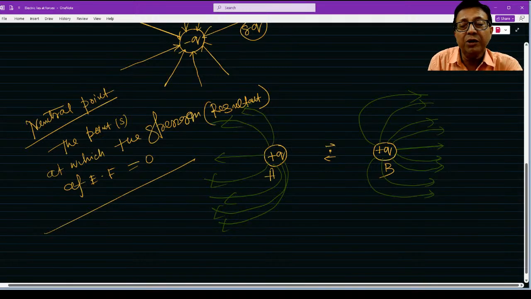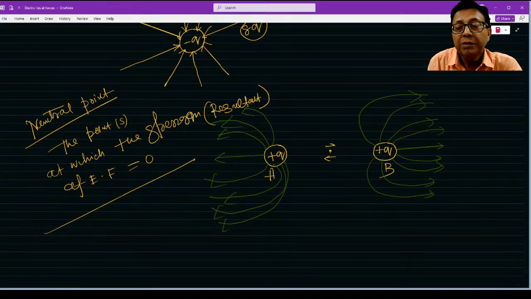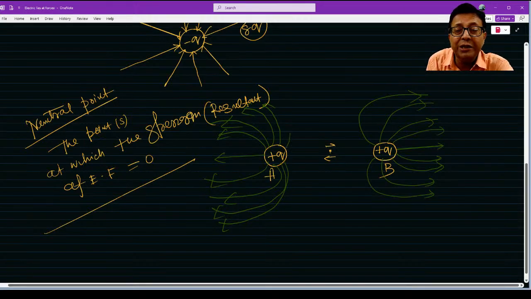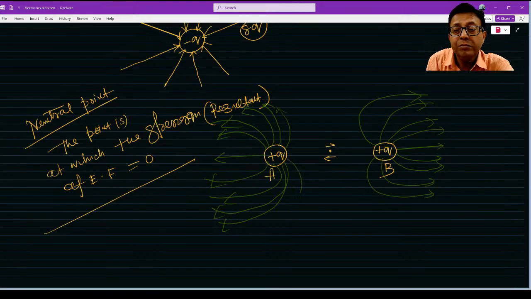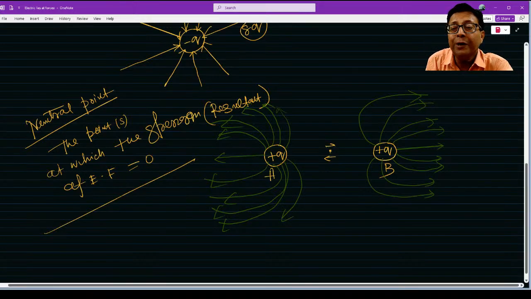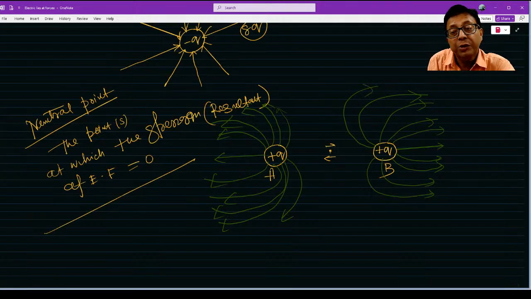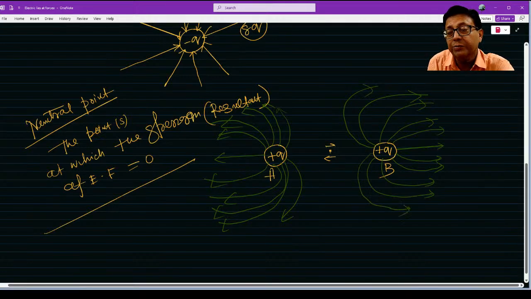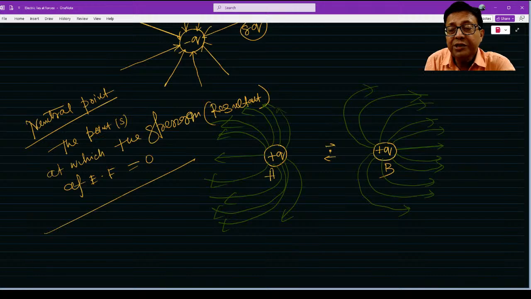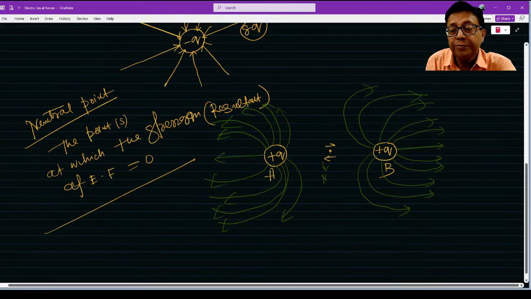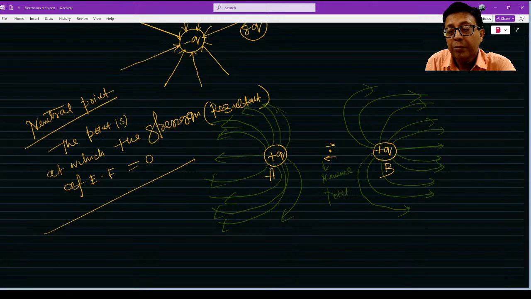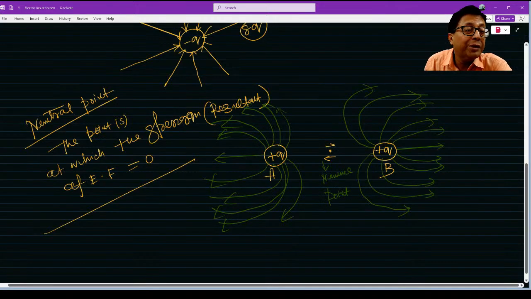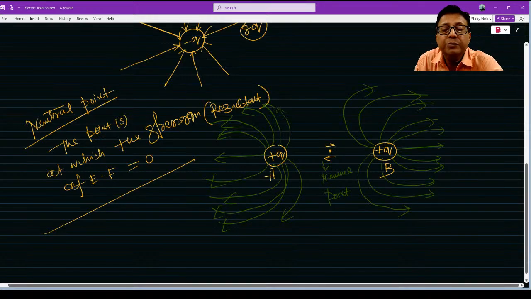Something like this. I am not drawing all the lines of forces, so don't say the lines of forces are stopped over there. In fact, they are going. Only at this point, when the neutral point is there, no line of force will pass. Okay? So this is your neutral point. The neutral point is where no line of force will pass.